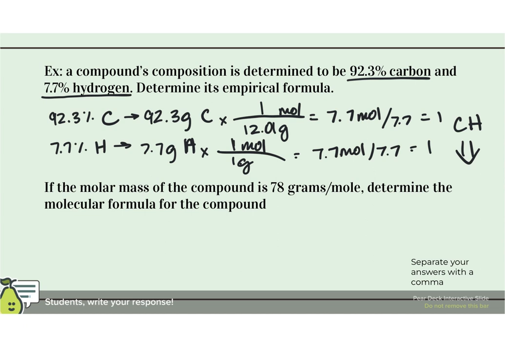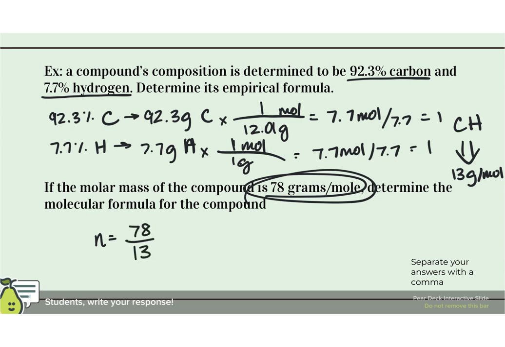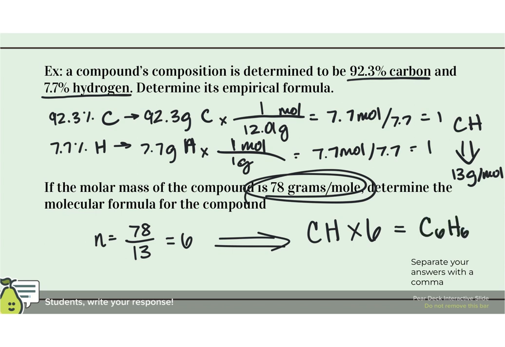Carbon plus hydrogen's molar mass is 13 grams per mole. They're telling me the molar mass is 78 grams per mole. So that's not the same thing. That means my molecular formula is different than my empirical formula. So I'm going to have to figure out what I multiply it by. It takes 78, which is the molar mass, divided by 13, the empirical mass, and I get 6. That means I'm taking CH times 6, C6H6. And that would be the molecular formula.